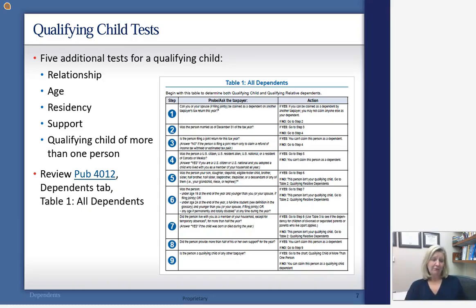I'm not going to go through each one of those, but I will tell you if it's a qualifying child for a parent and an aunt, the parent is going to trump. That's one of the tiebreaker rules. But you can look on page C4 of your 4012, and there are a number of tiebreaker rules that you can look through there.